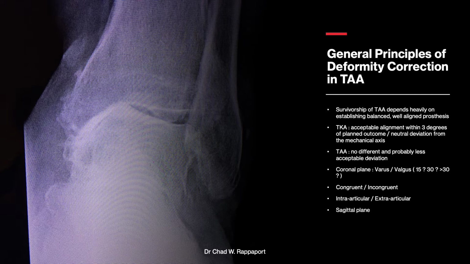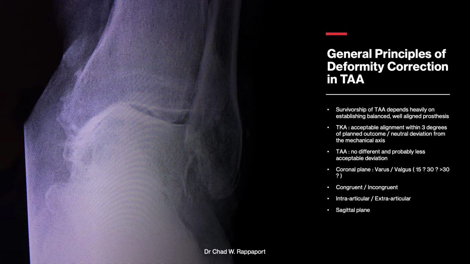We know that survivorship of total ankle arthroplasty depends quite heavily on establishing a well-balanced, well-aligned prosthesis. We also know, extrapolating from the total knee literature, that acceptable postoperative alignment is alignment within 3 degrees of neutral or the planned preoperative target. And total ankle arthroplasty certainly is no different. The demands on total ankles are at least, if not greater than total knee. And so 3 degrees to 5 degrees deviation is probably the maximal amount of acceptable deviation.